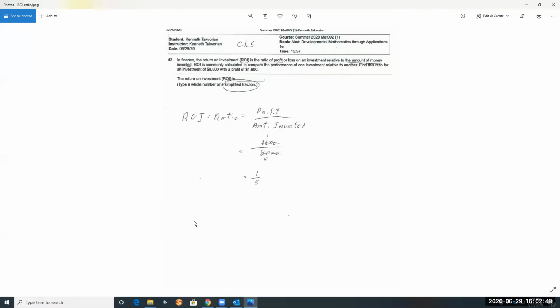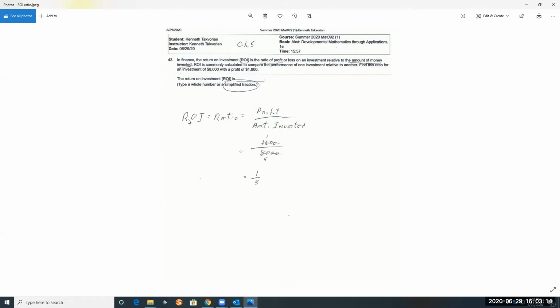Today we will look at some examples from Chapter 5. In this problem, it says the return on investment, ROI, is the ratio of profit or loss of an investment relative to the amount of money invested. ROI is commonly calculated to compare the performance of one investment relative to another. Let's find this ratio if we're given these values.